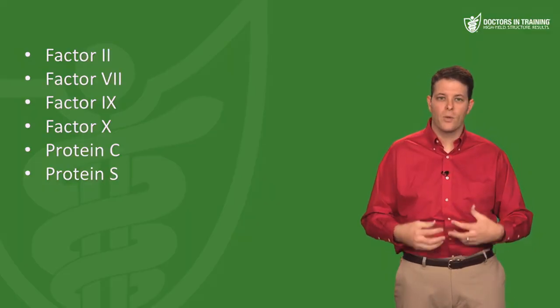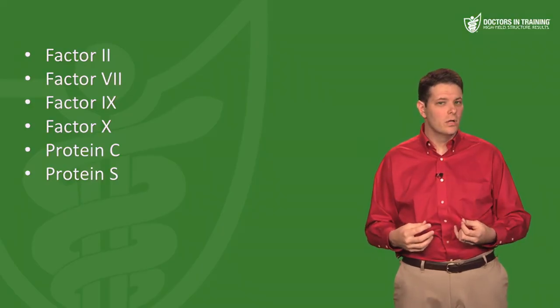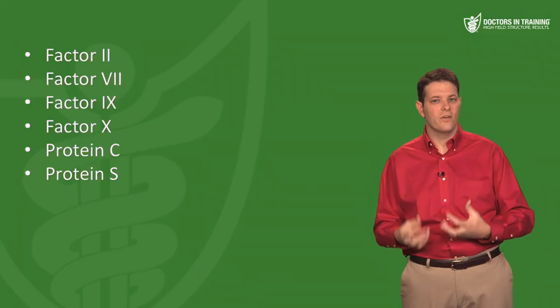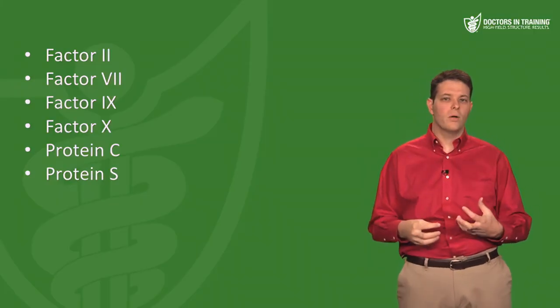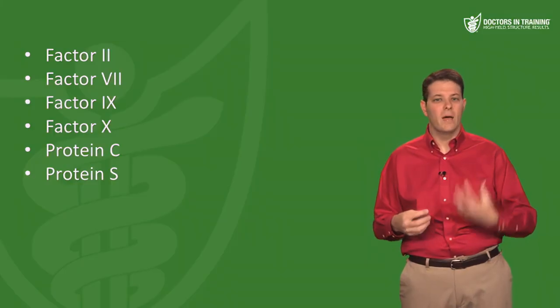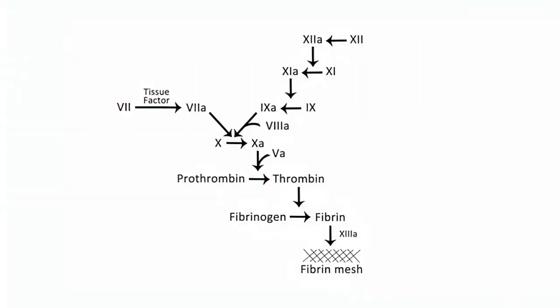So because of this, when you give warfarin, patients actually become transiently hypercoagulable because you're inhibiting protein C and protein S first, and that's normally going to inhibit factor 8 and factor 5. So this is why when we start warfarin, we usually start heparin for a few days as well to overcome that transient hypercoagulability.